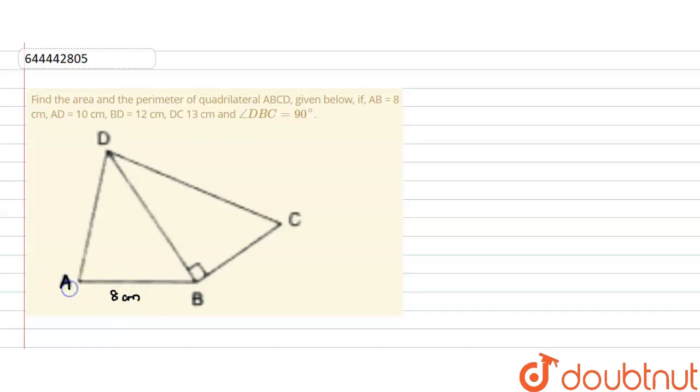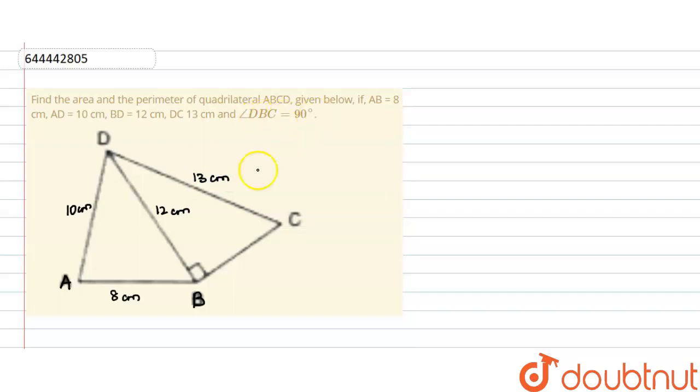So this is basically A. This is B. This is C, and this is D. So it is given that AB is equals to 8 centimeter. AD is 10 centimeter. So this is 10 centimeter. BD is 12 centimeter. So 12 centimeter. DC is 13 centimeter. This is 13 centimeters.